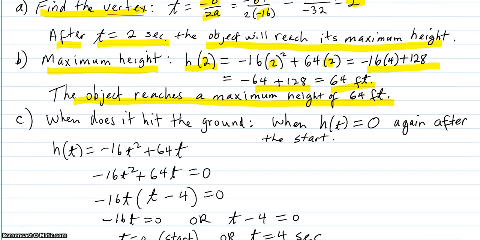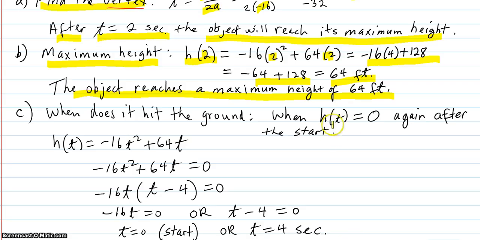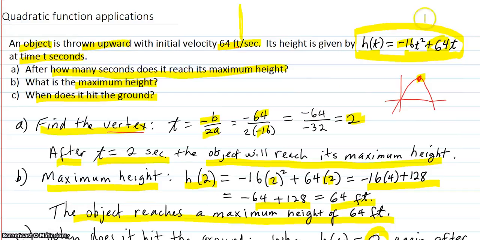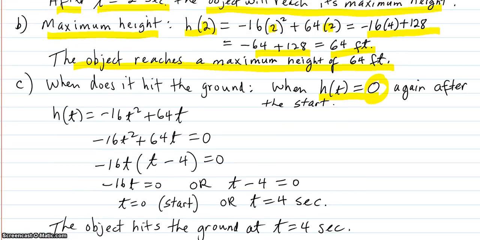Okay, when does it hit the ground? It hits the ground when the height is 0. But it actually starts off at 0. h of 0 is 0 also, as you can see right here. If we put a 0 in for t, the height's going to be 0 there. And you can also see it on a picture like this. So we're going to solve this equation. When does the height equal 0? It'll be 0 at the start and some other point we're going to find.